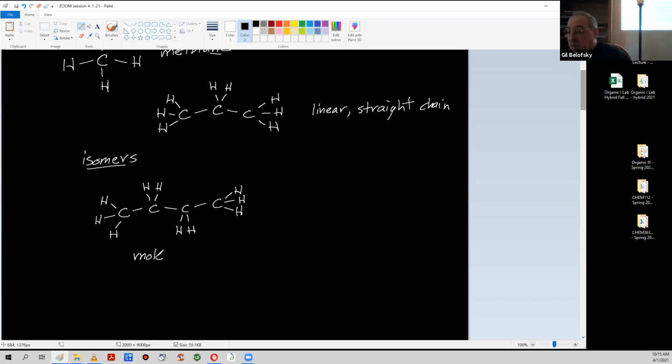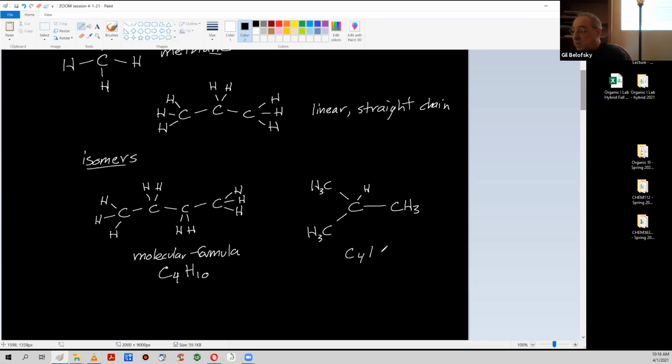So the molecular formula of this is C4H10. That's the molecular formula. There's another molecule with that same molecular formula that is achieved through introducing a branch. And now look at what I'm doing here. I'm abbreviating already, right? CH3, CH3, CH3. This carbon still needs one more bond, right? There's another hydrogen. So this is an isomer of the molecule on the left. It has the same molecular formula, C4H10.